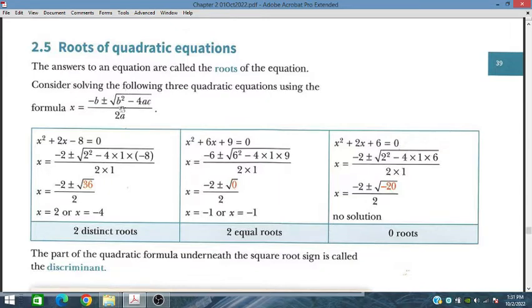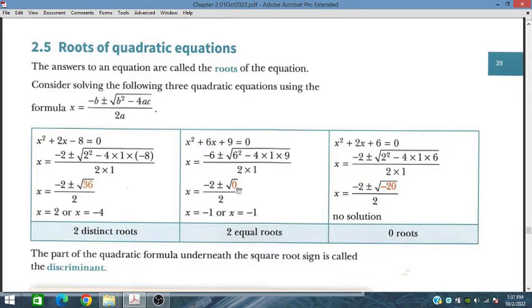It has a very important significance for the solutions of a quadratic equation. Whenever this is greater than 0, we have two distinct roots. When it equals 0, we have two equal roots, and when this is less than 0, we have no real solution.